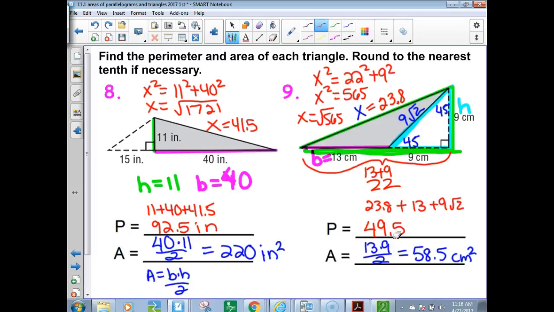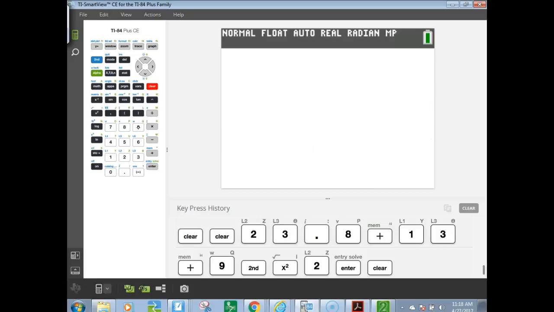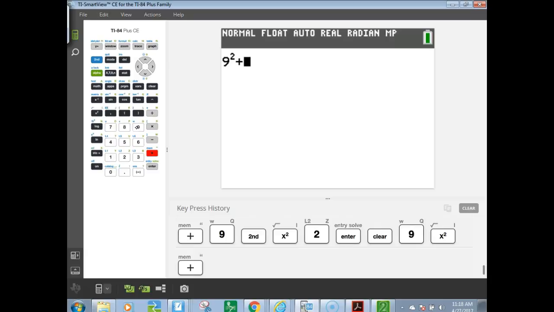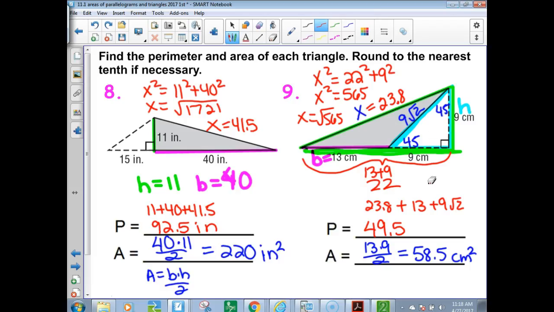And you still probably got the same answer, right? Did you have a little off on the decimal only? Okay, well, let's see what happened. If you did Pythagorean theorem instead of special right triangles, you did 9 squared plus 9 squared, and then you should have taken the square root of that. If you wrote 12.7 here, it should still work out to the same answer. So if you did 23.8 plus 13 plus 12.7, you probably added in the 22. Okay.